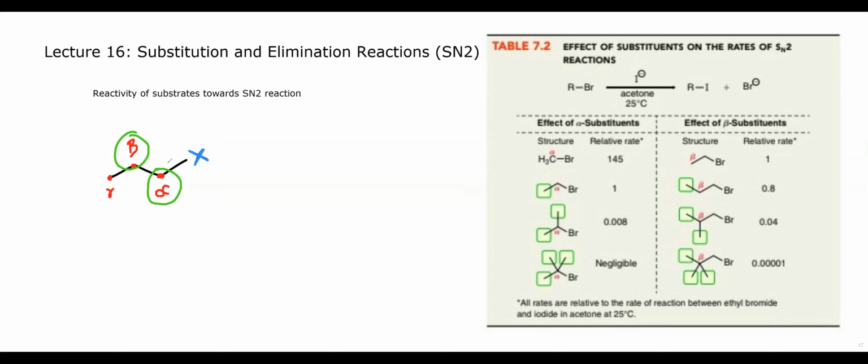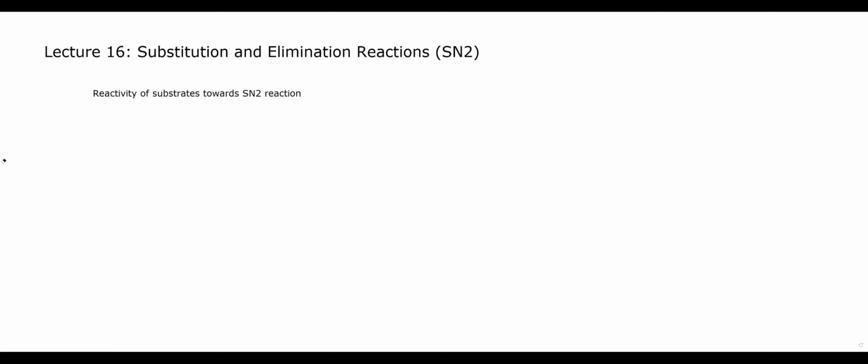If we look on the right side of the chart, we see that the beta position also has an effect, but not as strong of an effect. Okay. If we have substitution at the beta position, we do slow the reaction down as we increase that substitution, but it's a slightly weaker effect than at the alpha position. Now, why is that? So this is because of sterics. Sterics is incredibly important in chemistry.